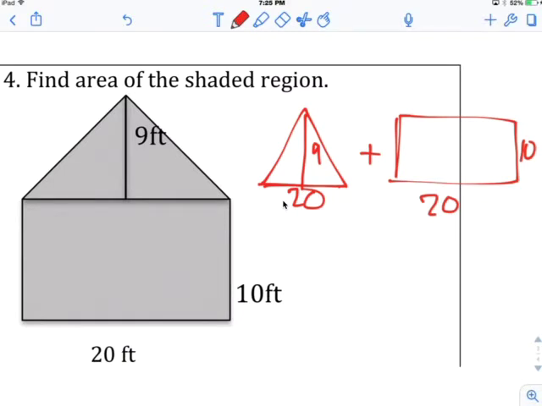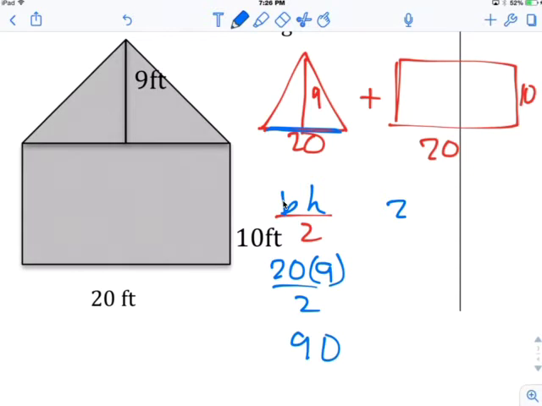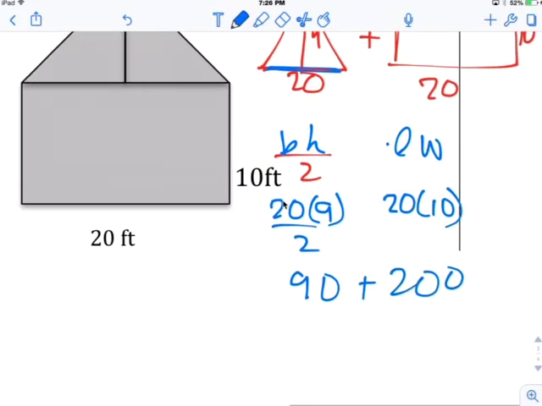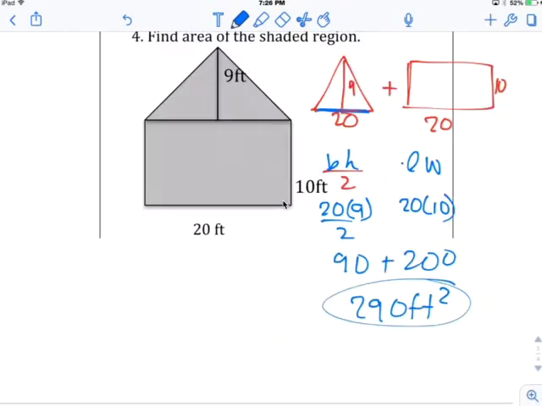So this length times width divided by 2, or normally they call a triangle a base, but it all means the same. Base, 20, base times the height, so 20 times 9 divided by 2, which is 90, plus the 20 times length times width. For the rectangle, 20 times 10, get 200. Get 290 feet squared is the area of the shaded region.